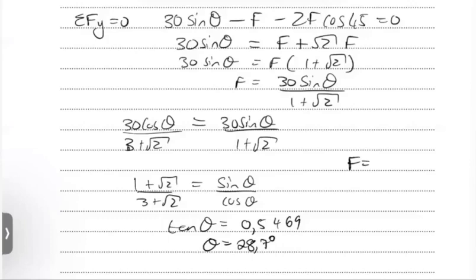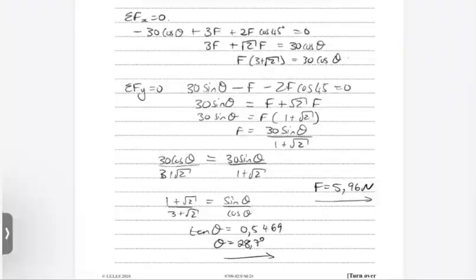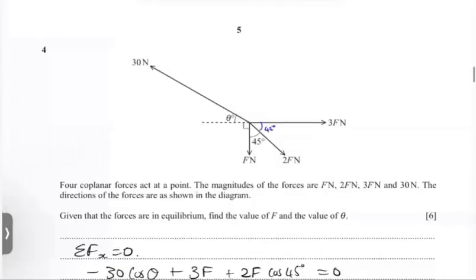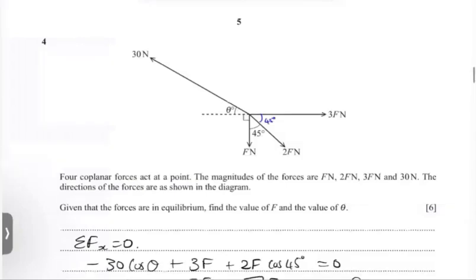And that gives me an answer of 5.96 newtons. That's 3 significant figures. Okay, so there we've worked out our theta and our f. I don't think there are many tricks to this. You just need to be careful with your f's, be careful with your angles, and then simultaneous equations.